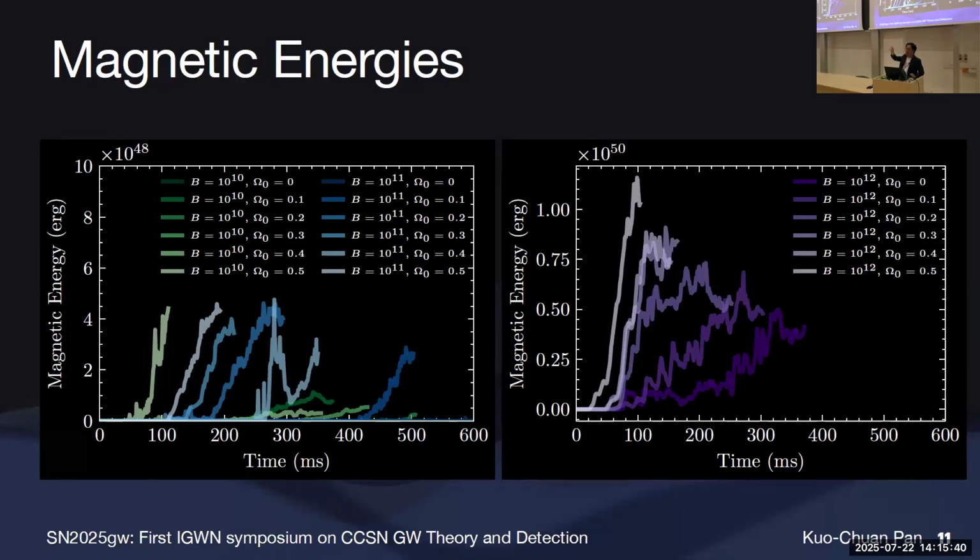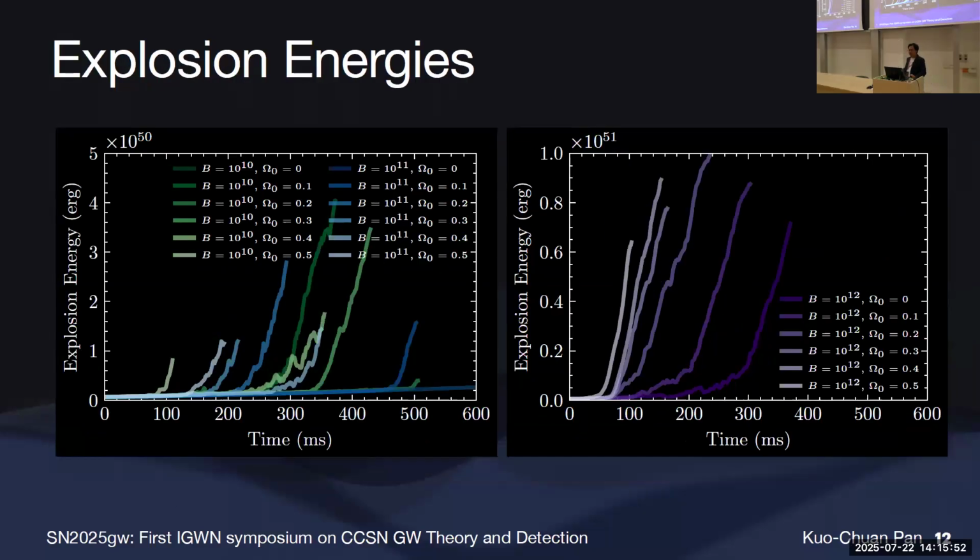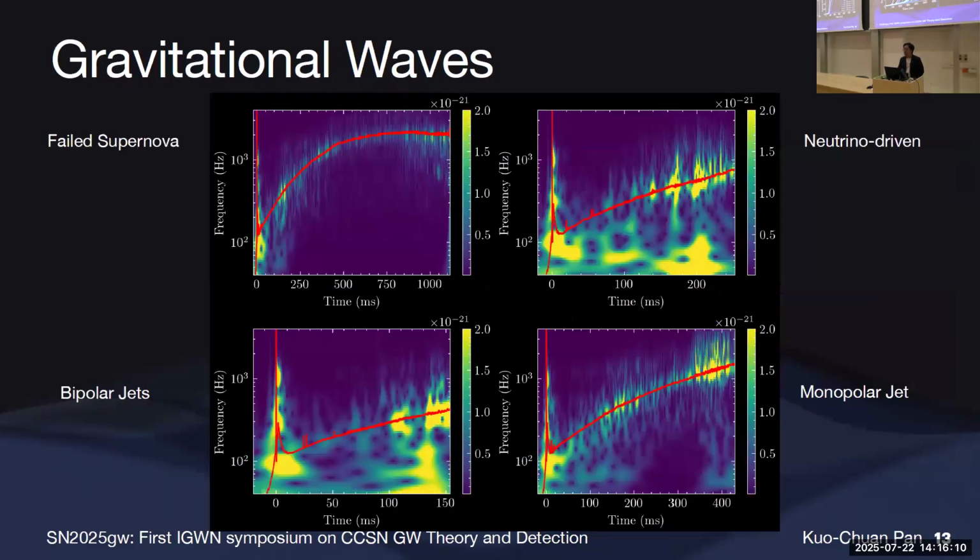You can see on the right, for the neutrino-driven cases with strong fields and our bipolar jet cases, the magnetic energy is one order of magnitude higher than all other cases. And also for the explosion energies, for these strongly magnetized cases, the explosion energy is also about an order of magnitude higher, and it has a clear trend related to the initial rotational speed. Okay, then the next thing is the gravitational waves.